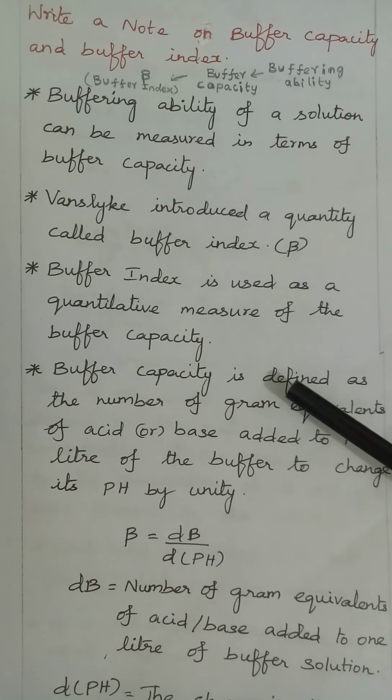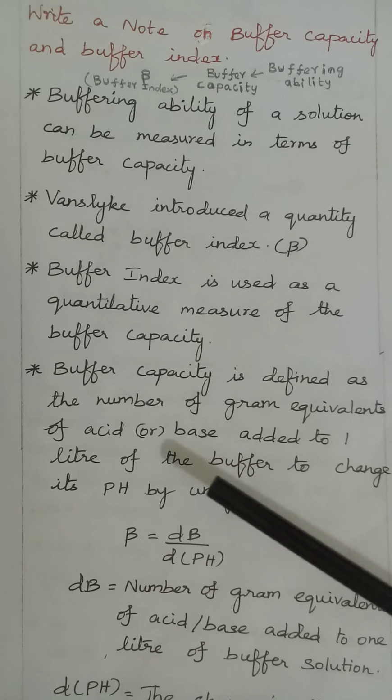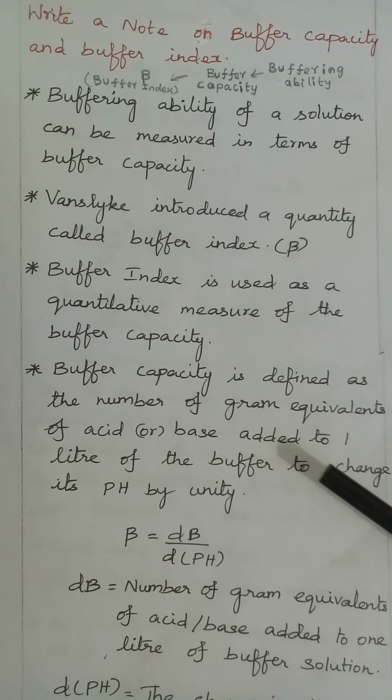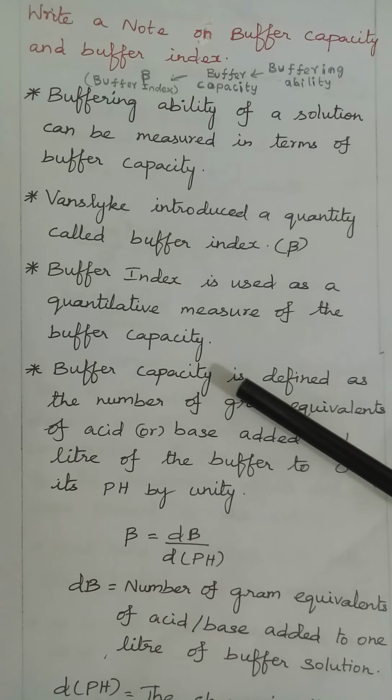Buffer capacity is defined as the number of gram equivalents of acid or base added to 1 liter of the buffer to change its pH by 1 unit. That is said to be what? Buffer capacity.